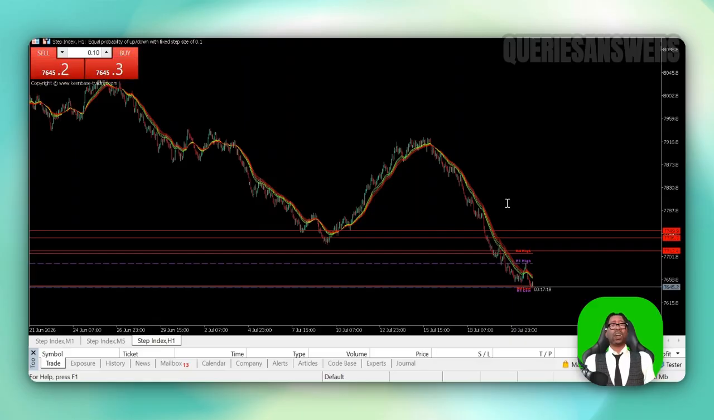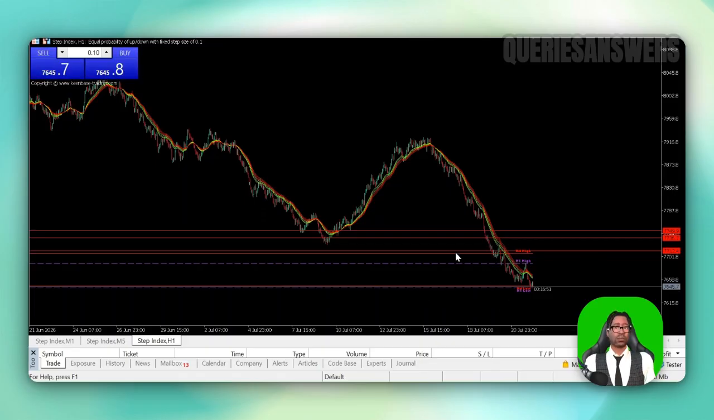The 1000 variants spike less frequently than the 300 and the 500 variants. So it gives you time to ride the tick trend or prepare for the spike reversals, especially if you're going to be trading on the higher time frames.